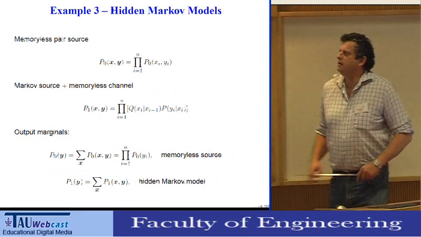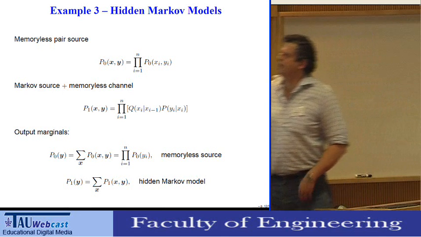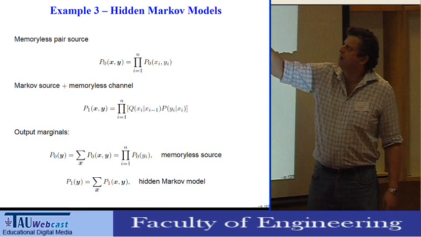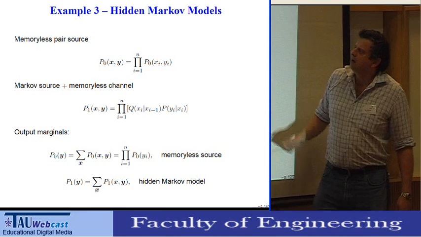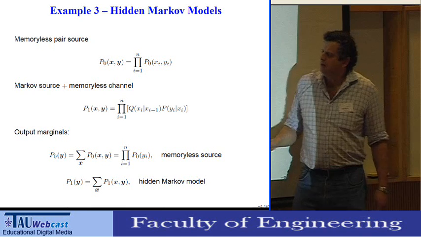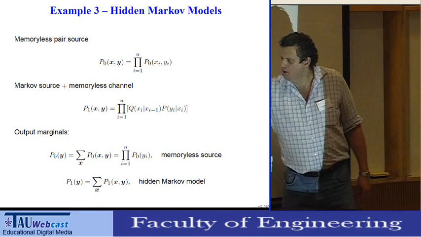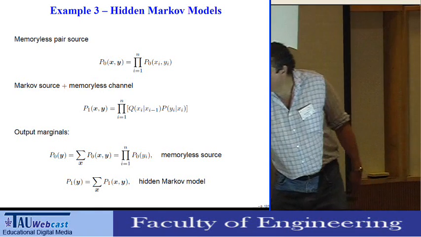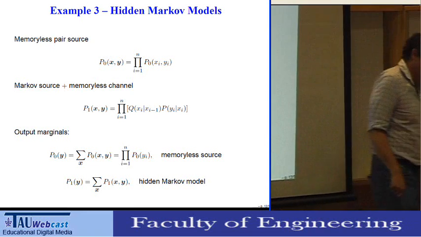The third example in this context corresponds to hidden Markov models. Here we have two distributions. One is we have a pair xi, yi. Under one distribution, it is IID. Under the second distribution, we have a Markov source and a memoryless channel. And if we look at the output marginals, namely the marginals of y, in the first case, it's still IID. But in the second case, when we sum over the Markov state, we're actually getting a hidden Markov process.